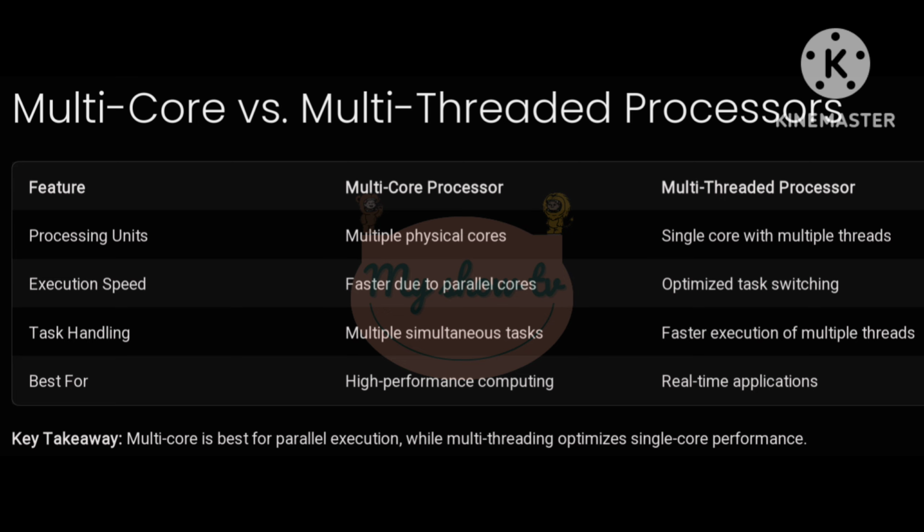Example: a multi-core processor in a gaming PC allows simultaneous execution of game physics, AI, and rendering. A multi-threaded processor in a database server helps manage thousands of user queries efficiently. Key takeaway: multi-core processors excel in raw performance and parallel execution. Multi-threaded processors maximize single-core efficiency for real-time applications.